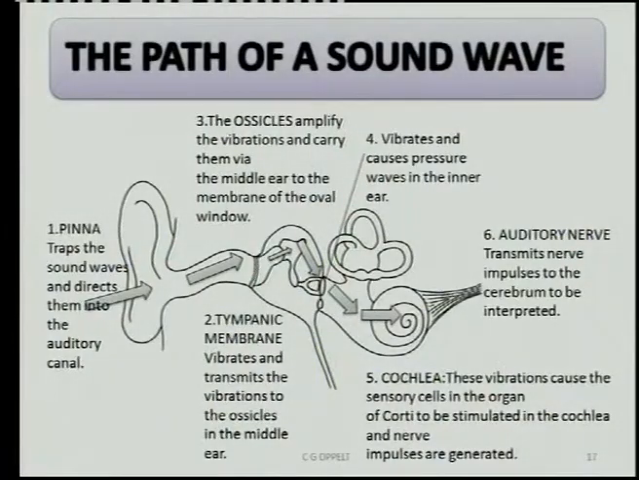Yeah. Maybe just a suggestion for them is to draw a flow chart of that path of sound waves from the moment it hits the pinna until the sensation of hearing. And you can get a picture like this, and the one on the slide, where they can ask you different parts and the function.